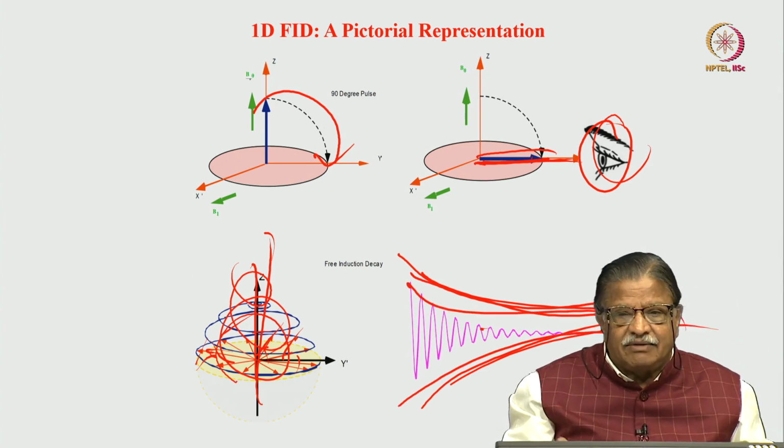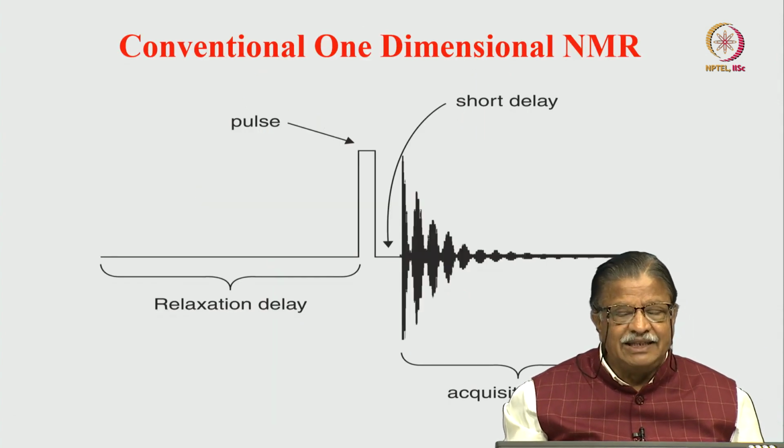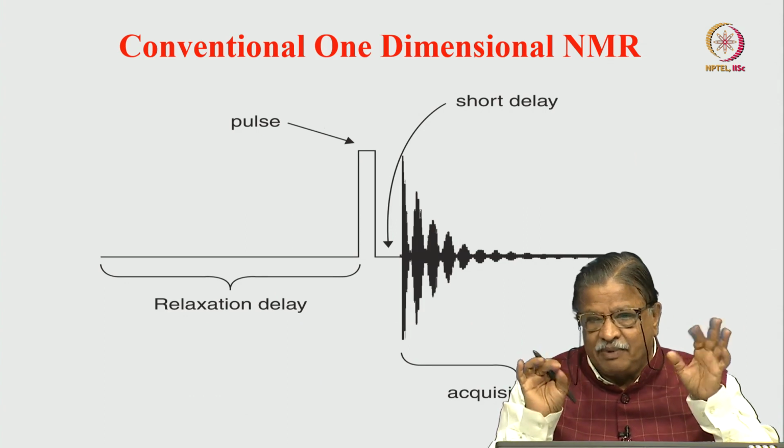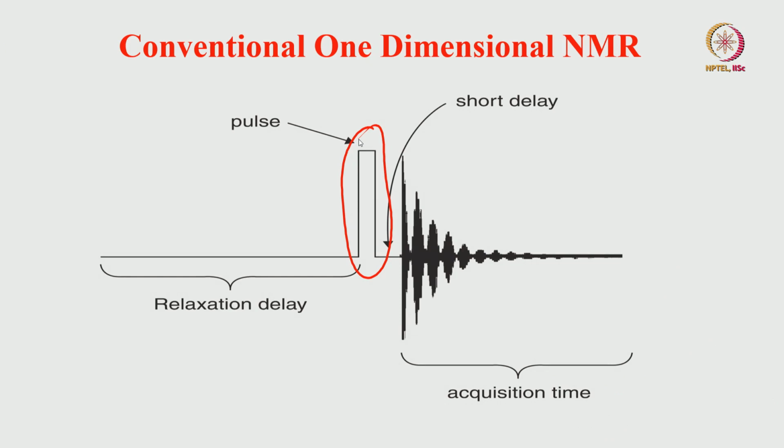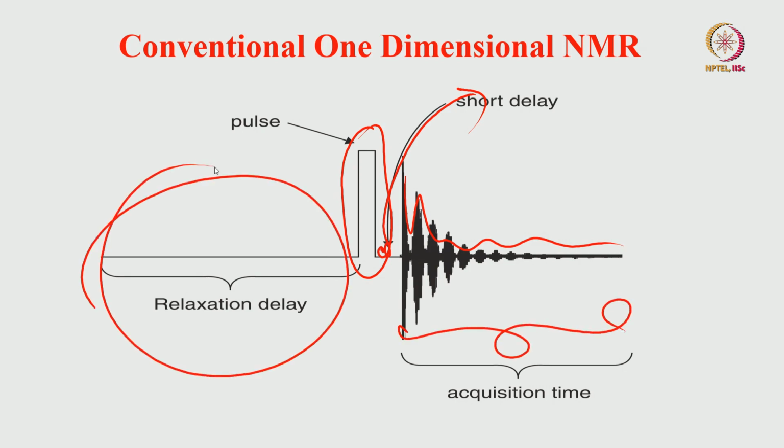This is what we are going to collect in the NMR spectrometer, and this is a conventional one dimensional NMR spectrum. You apply a radio frequency pulse, RF pulse, and give a small short delay just to make sure there is no dampening and everything. Afterwards you start collecting the signal as a function of time. This is what is called acquisition time, and you give enough time for the nuclear spins to attain equilibrium, that is called a relaxation delay. So, you have a relaxation delay, apply a radio frequency pulse, and then start collecting the signal. This is basically the one dimensional conventional NMR experiment.